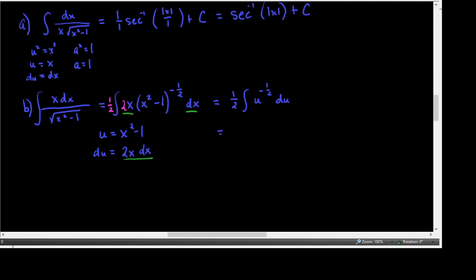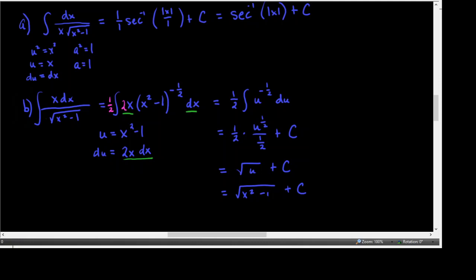Using the power rule, which says you increase the power by 1 and divide by the new power, the 1/2s cancel each other out, leaving the square root of u plus c. Then going back to the original variable, this is the square root of x squared minus 1 plus c. There you go, there's that one.